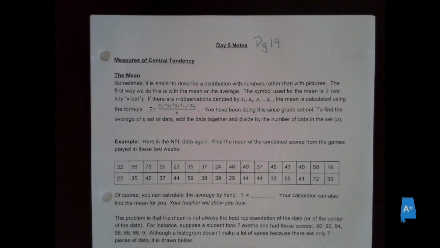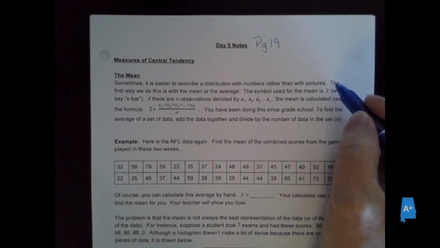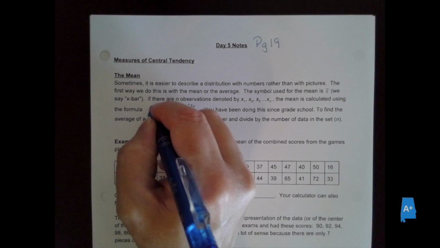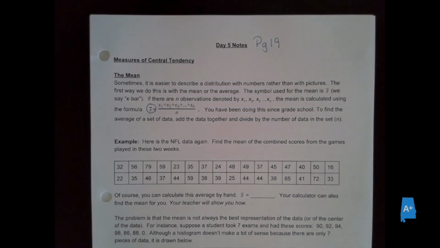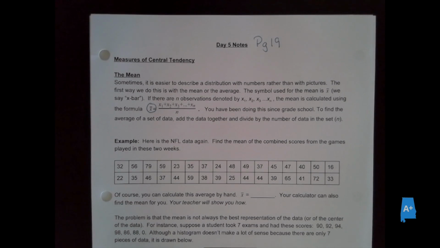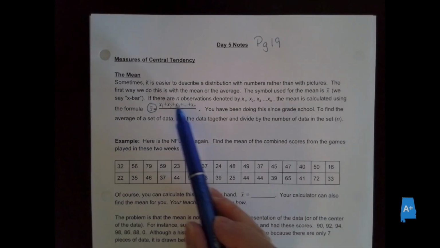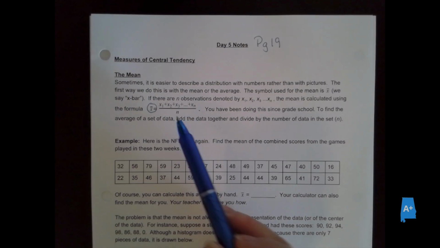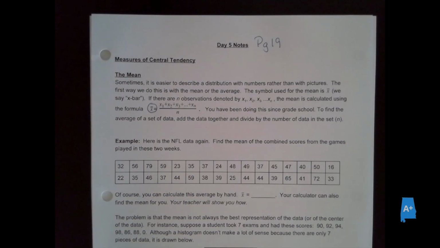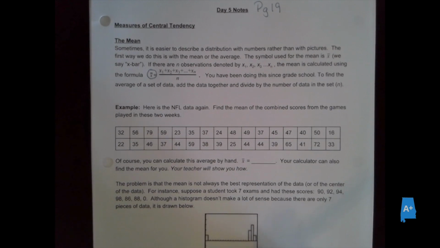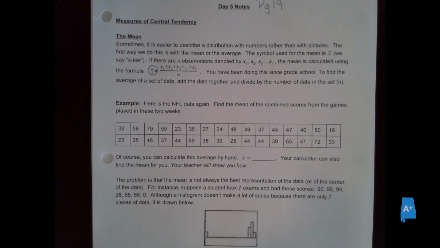So you've heard about the mean, and there's a new little symbol here, and I'm going to circle it right here, and that is the x bar, a symbol that we use for the mean or the average of the numbers. And you've been doing this forever. You just add up all your values, divide by the number of values you have, and that's your average or your mean.